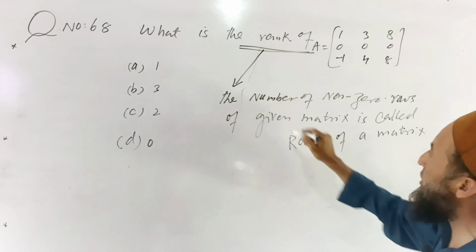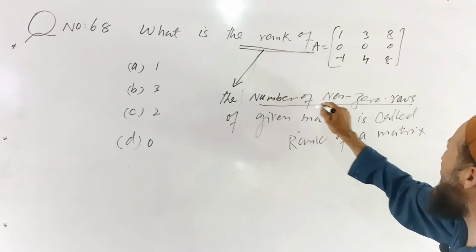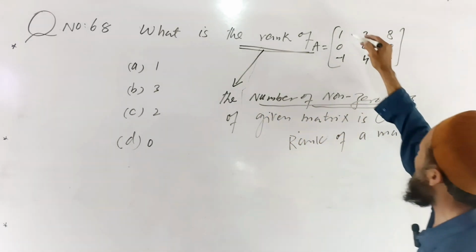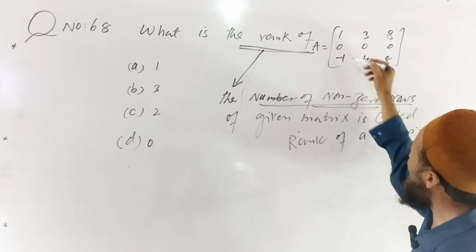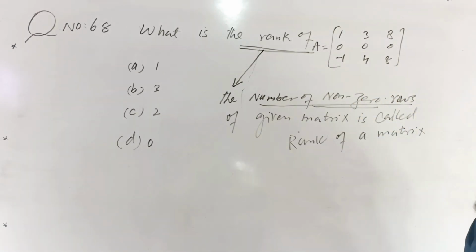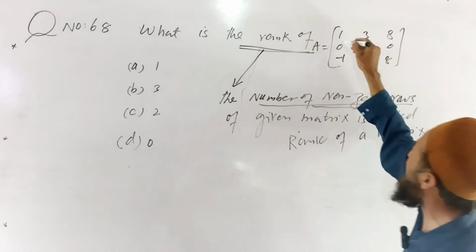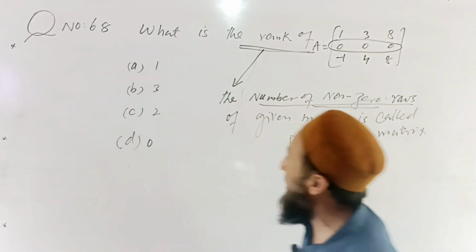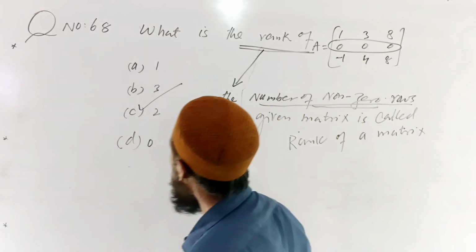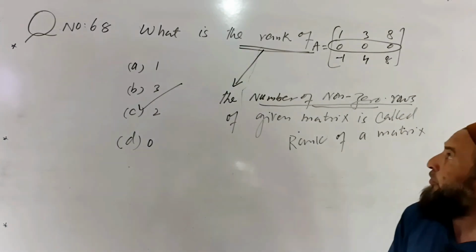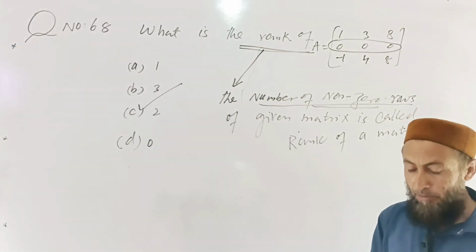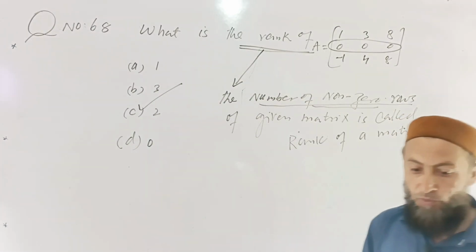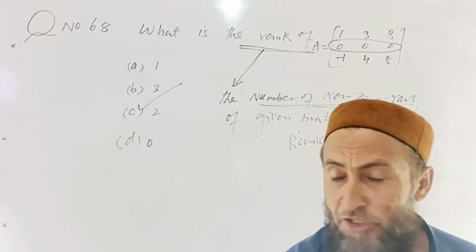Now, according to this definition, the number of non-zero rows: the first row is non-zero, and the same third row is non-zero. But here the second row is a zero row, so the rank of the matrix is 2. According to this definition, if we are using the rank of a matrix, we will apply this definition here.